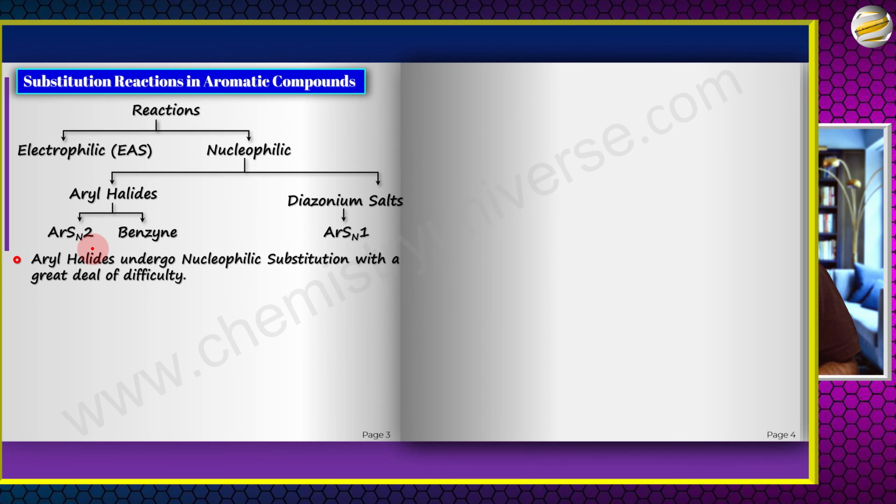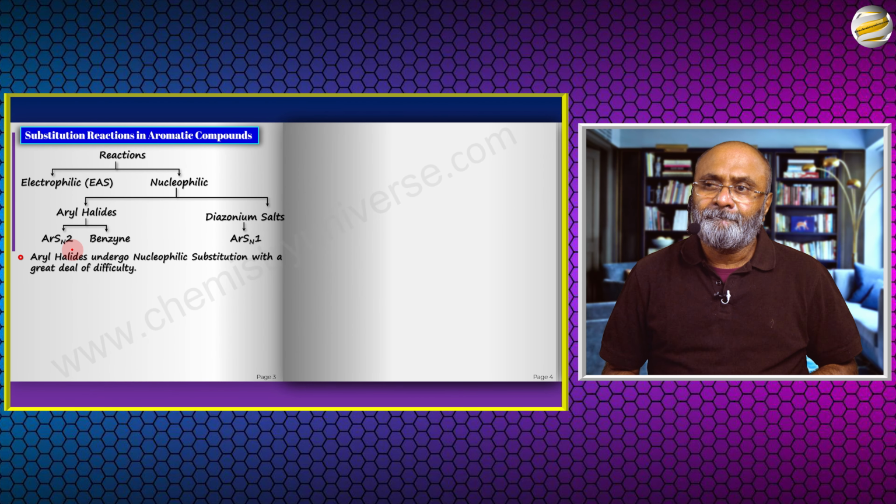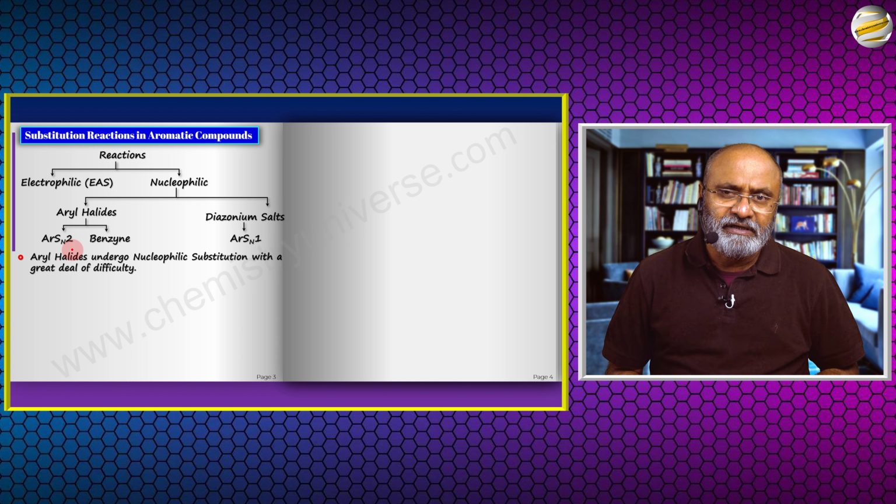Now, we can clearly understand why this happens, because aryl halides have a pi electron cloud, so they're going to repel the nucleophile. On top of that, if you remember when we discussed alkyl halides, I told you aryl and vinyl halides don't undergo substitution that easily because the leaving group, that is the halogen atom, has a partial double bond character. It's a stronger bond, not easy to leave.